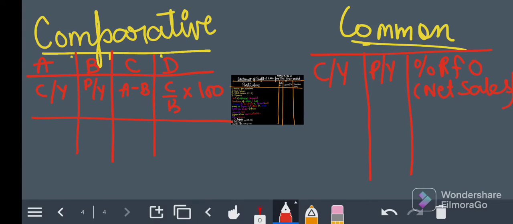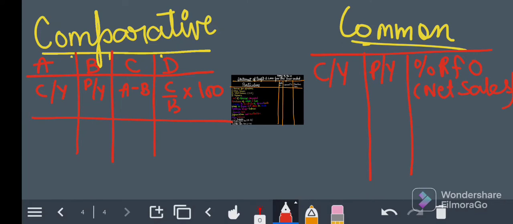A is going to be the figure of the current year, then B is the figure of the previous year, then C is A minus B, current year minus previous year. Then at D you have a percentage which is calculated by the formula C upon B, that is change upon B, which is previous year, into 100. So this is how the 4 extra columns look in comparative P&L.